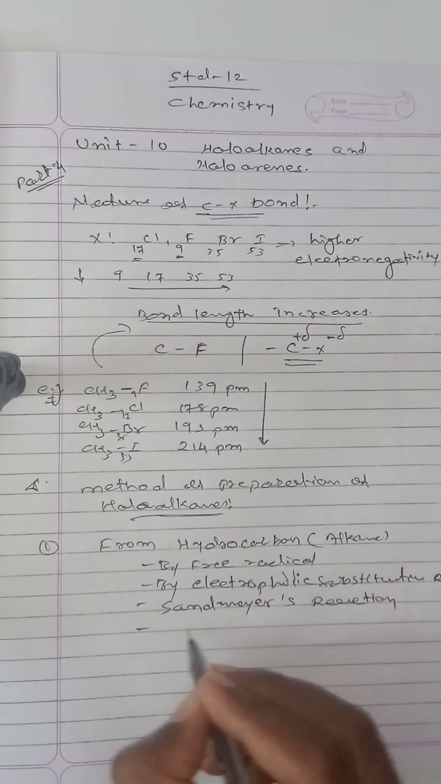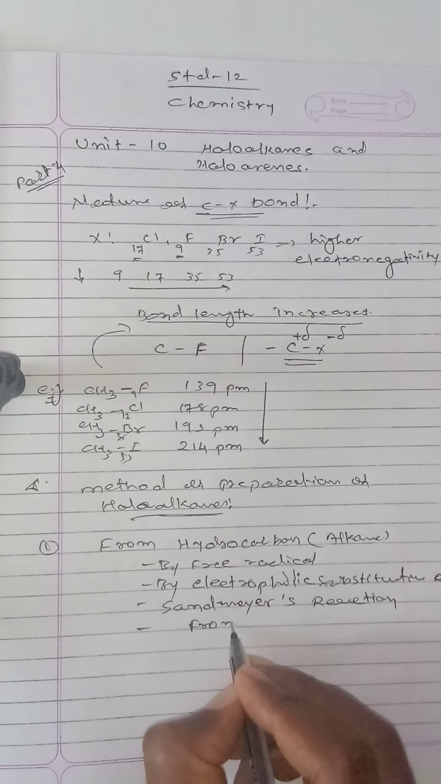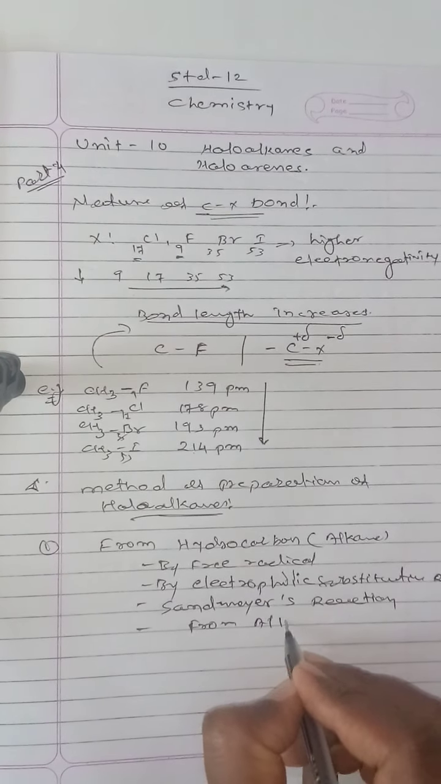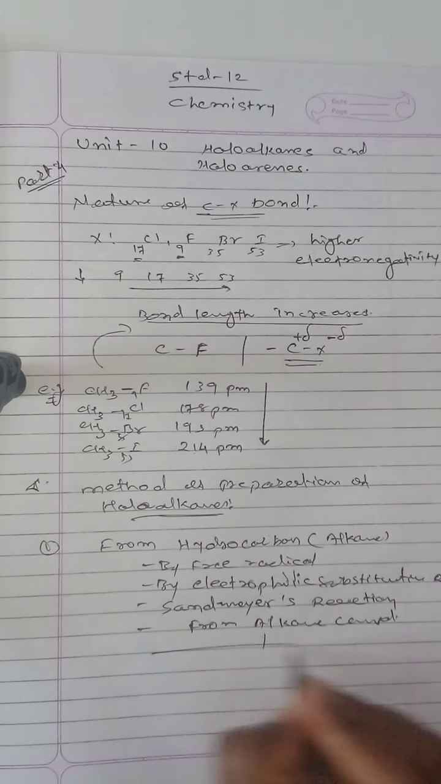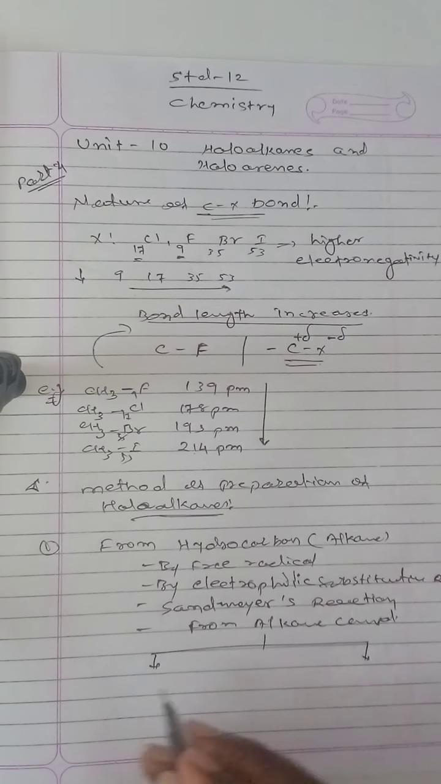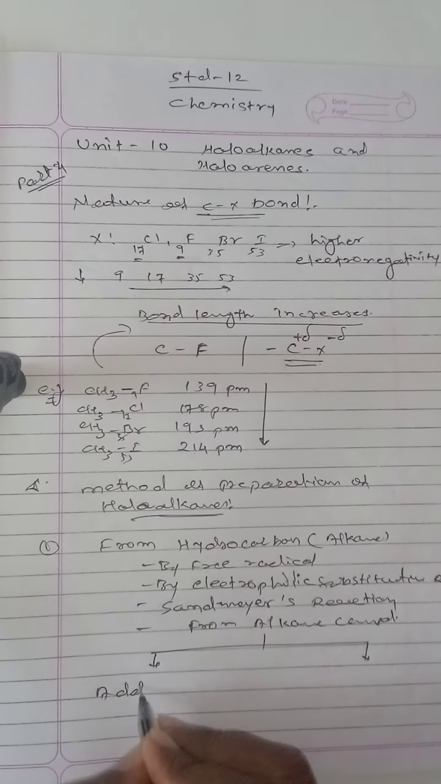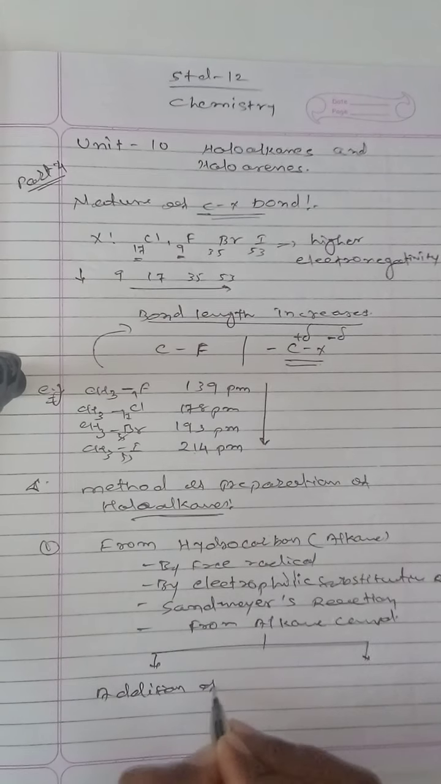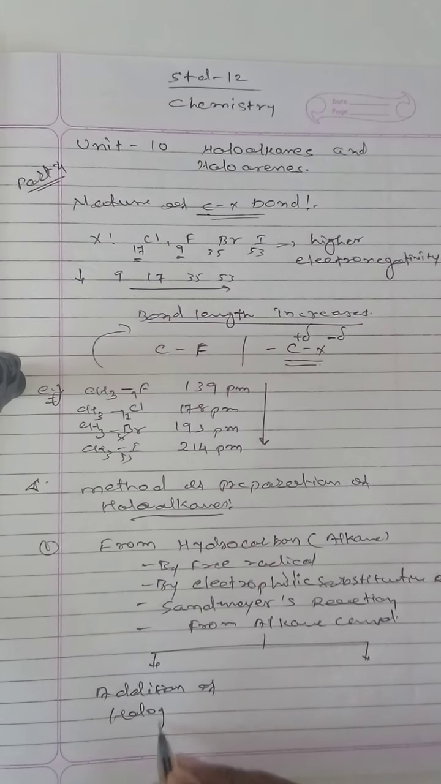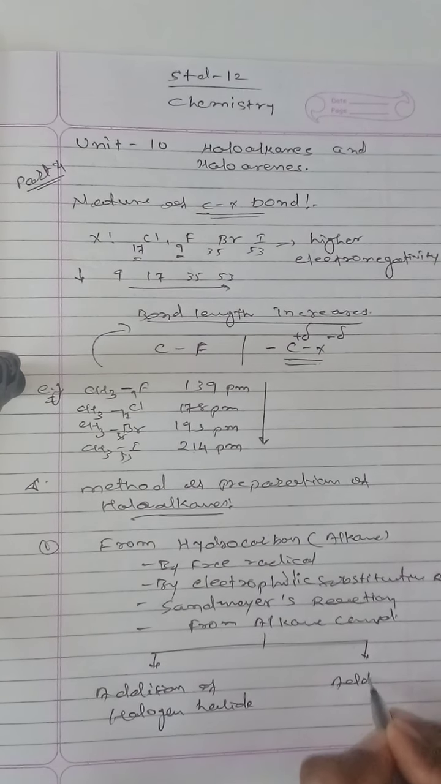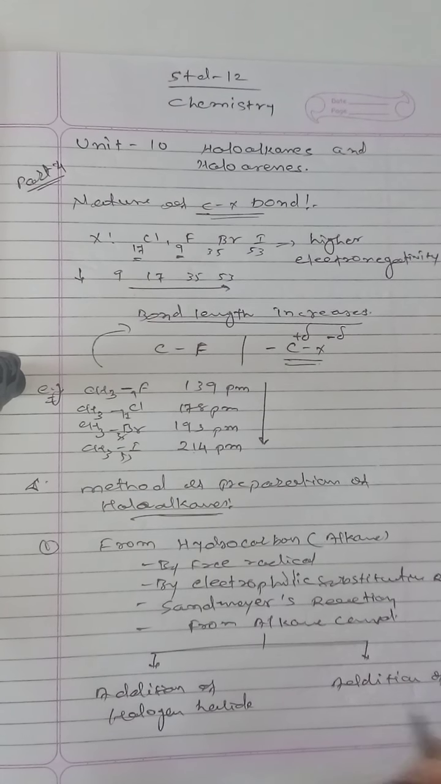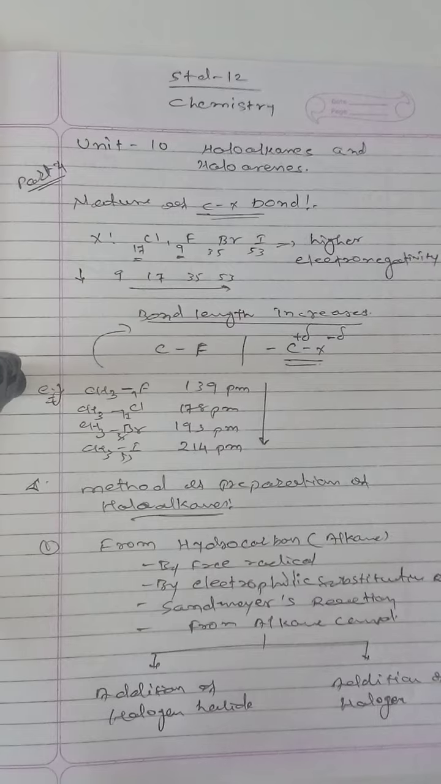Here from alkene compound, it is prepared by addition of hydrogen halide, or addition of halogen.